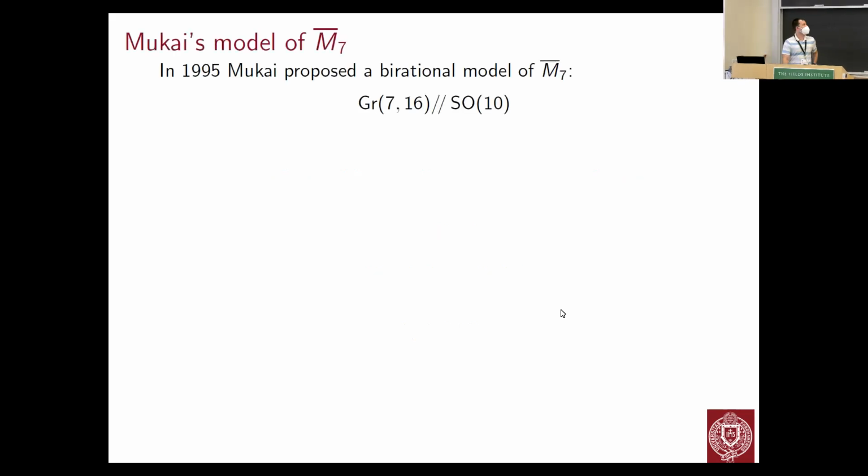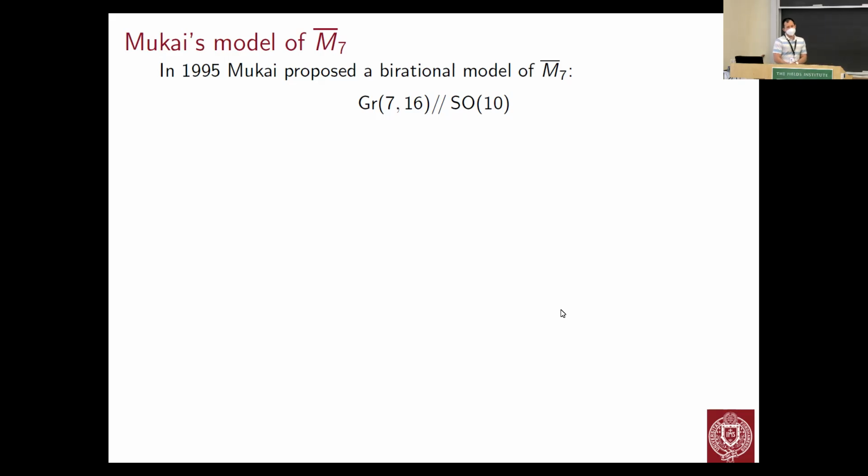All right, so almost 30 years ago, Mukai proposed a birational model of the moduli space of Deligne-Mumford stable curves of genus 7. So remember, M7 bar is a compactification of the moduli space of smooth curves. In M7 bar, you would add nodal curves that have finite automorphism groups. And an open question is to study the birational geometry of these spaces when g is larger than 3.